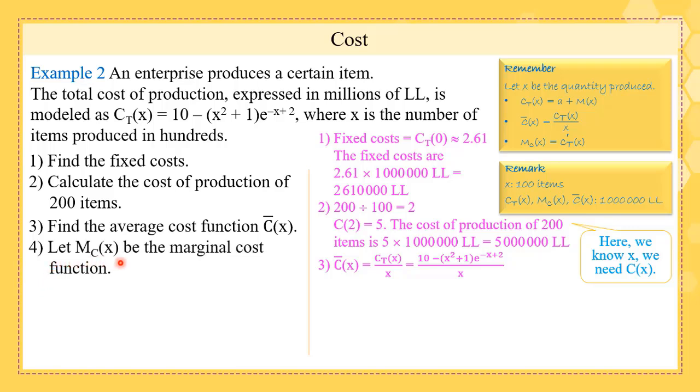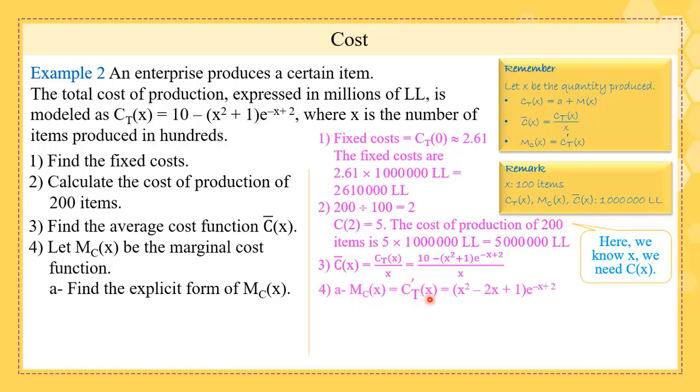4. Let MC of x be the marginal cost function. Part A. Find the explicit form of MC of x. MC of x is equal to the derivative of Ct of x. So MC of x is the derivative of 10 minus (x squared plus 1) e power minus x plus 2, which is equal to (x squared minus 2x plus 1) into e power minus x plus 2.